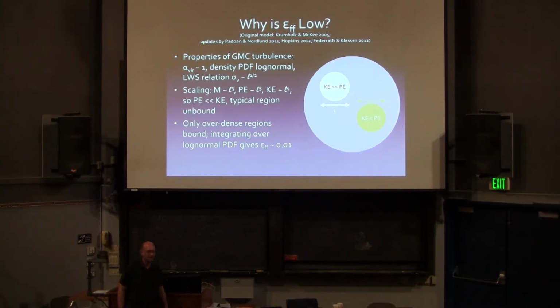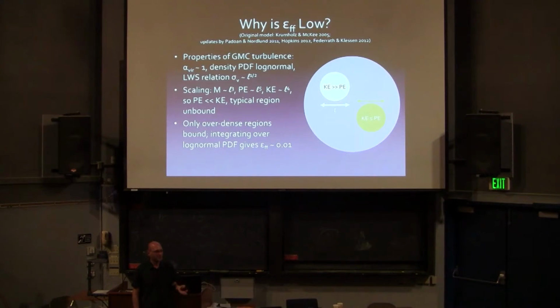Here's how you can understand it. Suppose that we've got some molecular cloud. On big scales, molecular clouds have roughly equal amounts of kinetic and gravitational energy. That is, their virial ratio, which is the ratio of kinetic to gravitational potential energy, is about 1.